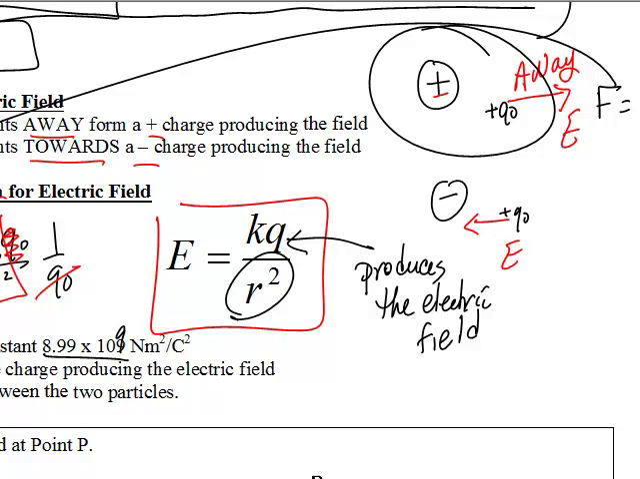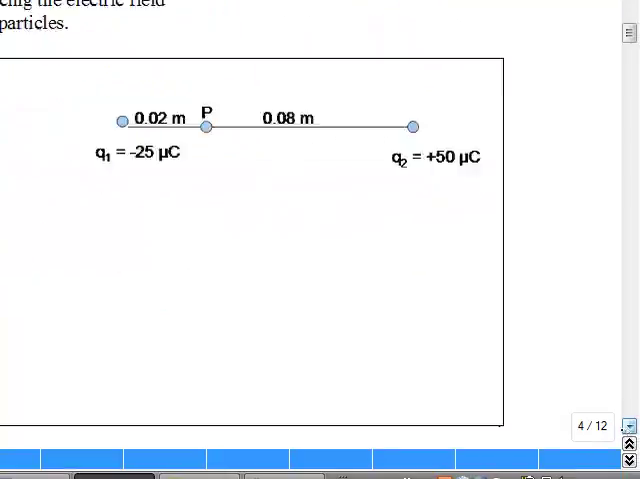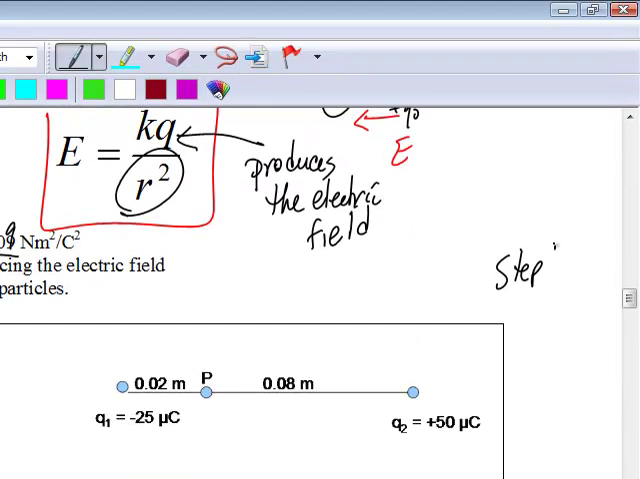All right, typical problem here. Find the electric field at point P. We're going to work through this just like we did before. Step number 1. What are our steps here? Step number 1, draw the direction of the electric field. So how are we going to draw that direction of that electric field? At point P, we're going to put the test charge.